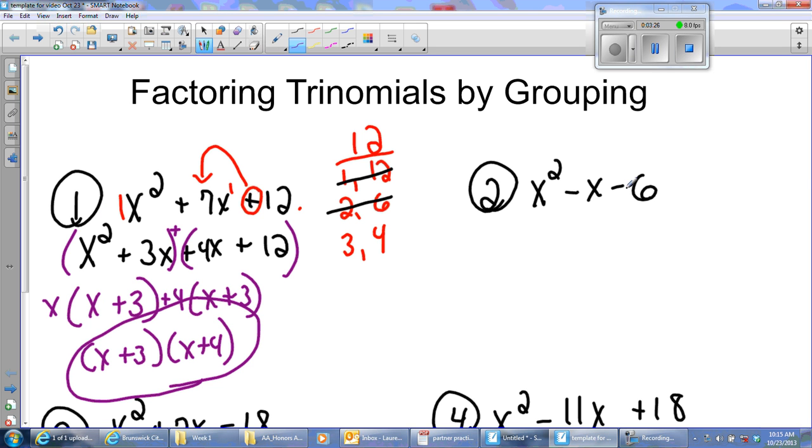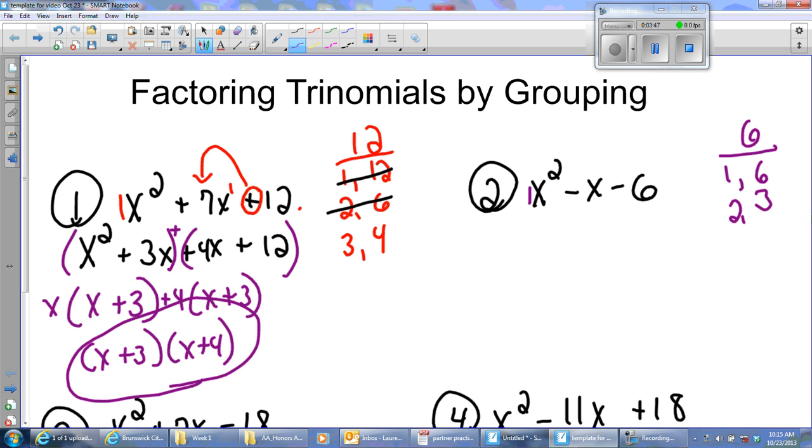Okay, let's look at another example. Number 2, the lead coefficient is 1. I can't seem to get in the right spot here to draw. There we go. I'm going to multiply the 1 times the 6. I'm not going to worry about the negative right now. I'm just going to do 1 times 6, and 1 times 6 will be 6, of course. I need the factors of 6.